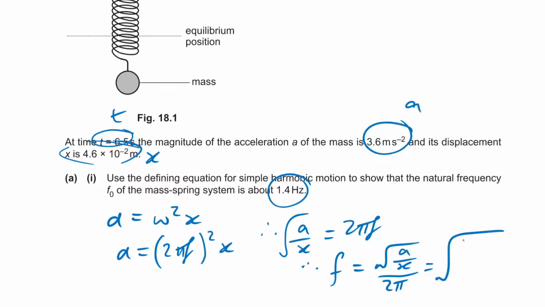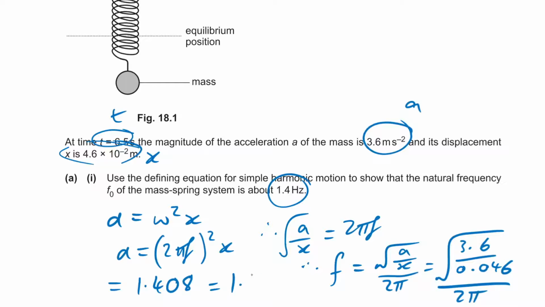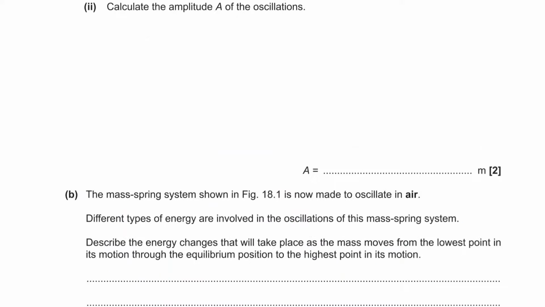So numbers wise, that's square root of 3.6 divided by, what's the displacement? 0.046. Divide that by 2 pi. And that gives us 1.40, but we're going to put that to 2 sig figs. 1.4 hertz. Calculate A, the amplitude. So let's have a think.